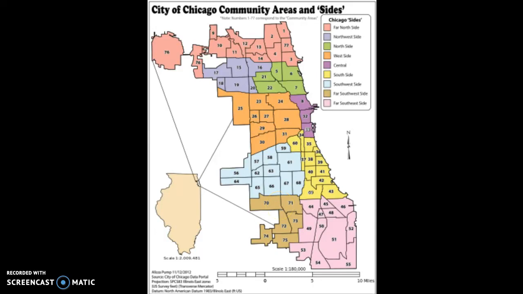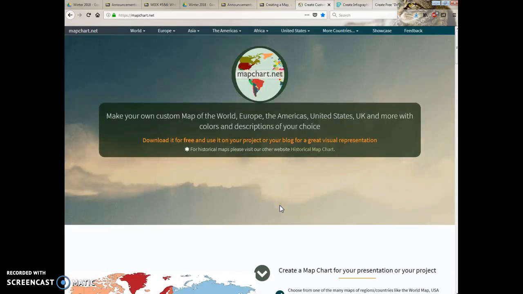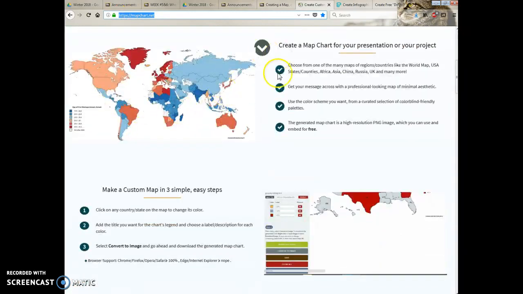We're going to do something like this, but not for Chicago. We're going to do it for the United States. And how? We're going to use web apps. All these links are in Blackboard, but the first one I'm going to talk about is MapChart. And you see down here, they get little promos.